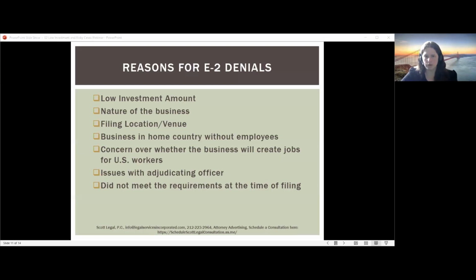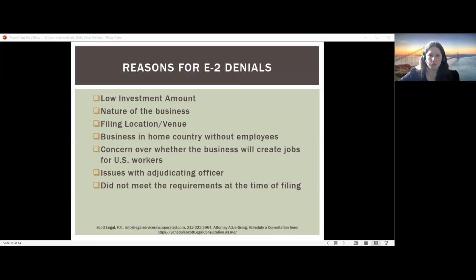And so these two reasons for denials, concern over whether the business will create jobs for U.S. workers, are the same concern. Really here you're addressing whether the business will be marginal. And this is where the business plan can be really important, and hiring employees before you file can be very important. It is not a requirement that you hire employees before you file. That being said, different consular officers have different ideas. There can be trends at various consulates where they really insist that they won't grant it unless there are already employees. So again, it's always important to be aware of where you're filing.